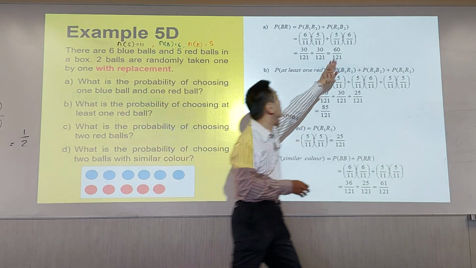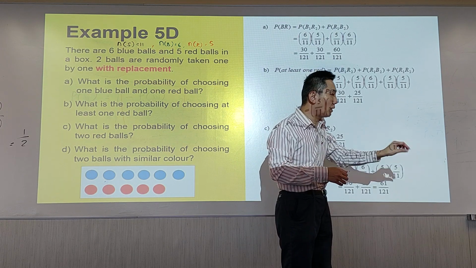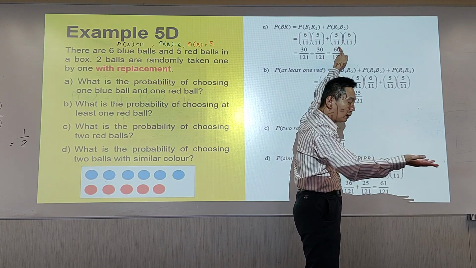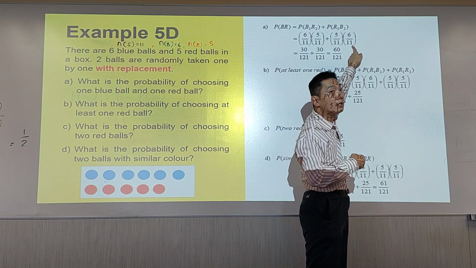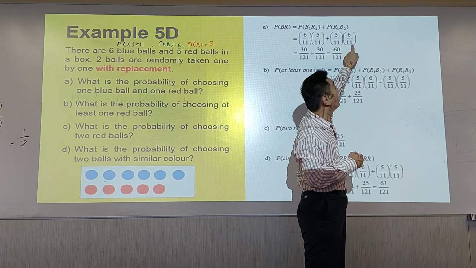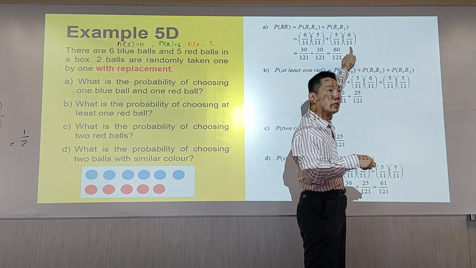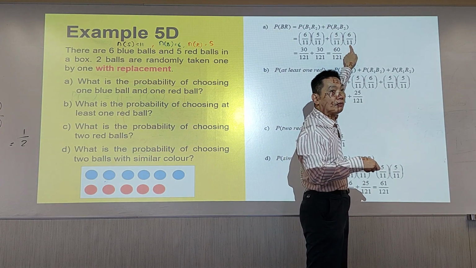Okay, now move on to the second outcome. What is the probability of choosing the first ball is red color? Answer is 5 over 11. Then return the ball. So what is the probability the second ball is blue color? Answer is 6 over 11. So bear in mind, for the second ball, the denominator is equal to 11 because we return the first ball before choosing the second ball.